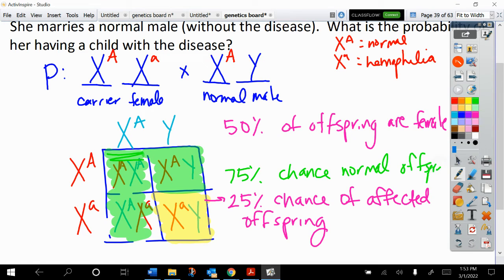Keep in mind that 25% of the females will be carriers. So this one down here, she's a carrier, meaning that she's heterozygous for the trait and could potentially pass it on to her offspring. All right, so let's go ahead and take a look at another example.